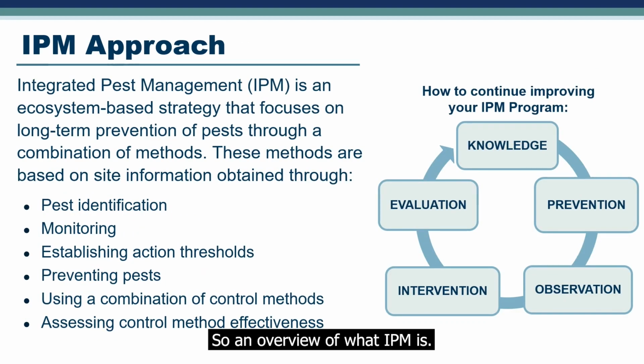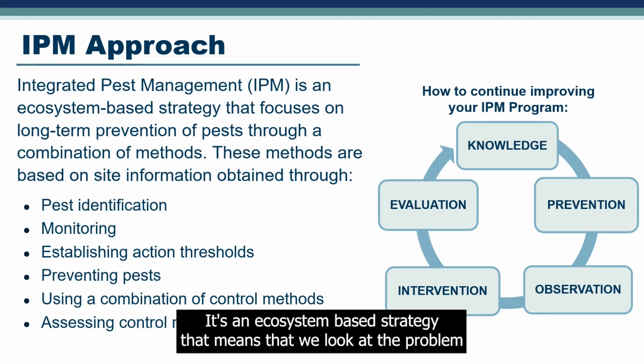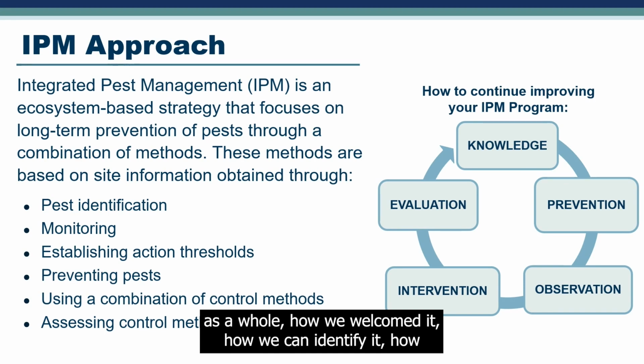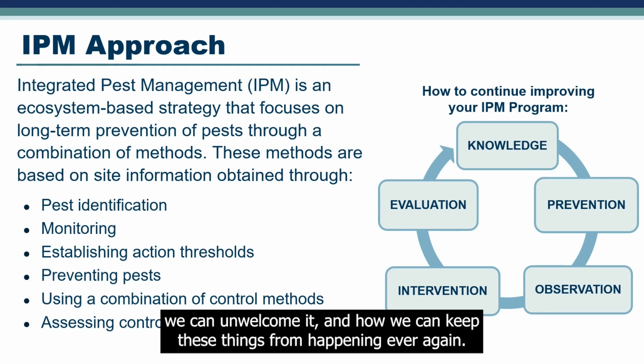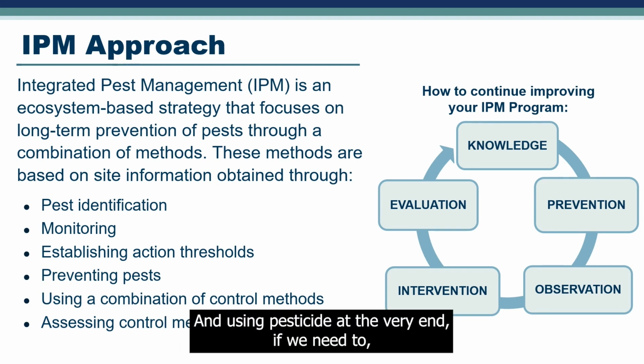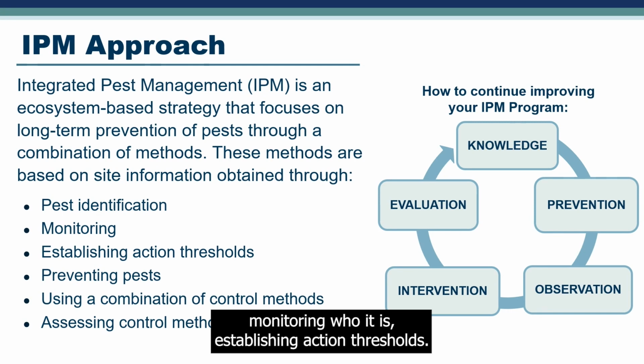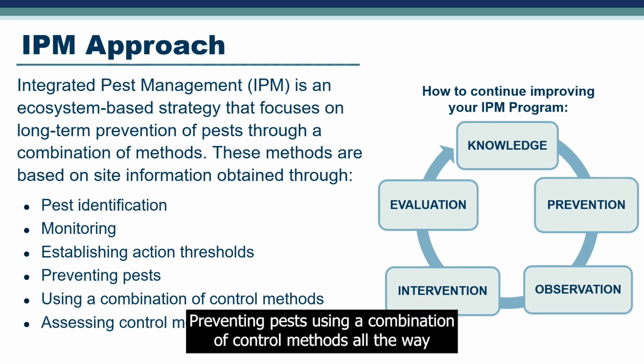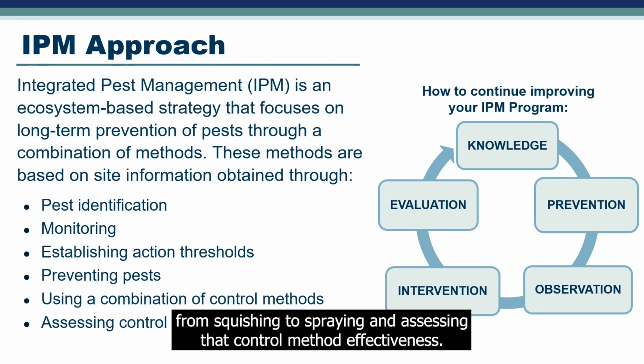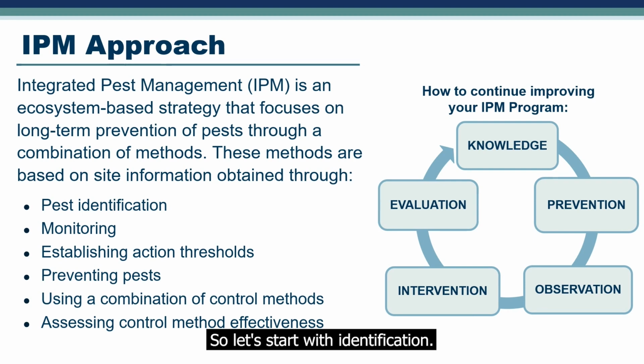So an overview of what IPM is: it's an ecosystem-based strategy. That means that we look at the problem as a whole, how we welcomed it, how we can identify it, how we can unwelcome it, and how we can keep these things from happening ever again, and using pesticide at the very end if we need to. We're going to look very closely at identifying who it is, monitoring who it is, establishing action thresholds. This one is really important. Preventing pests, using a combination of control methods all the way from squishing to spraying, and assessing that control method's effectiveness.